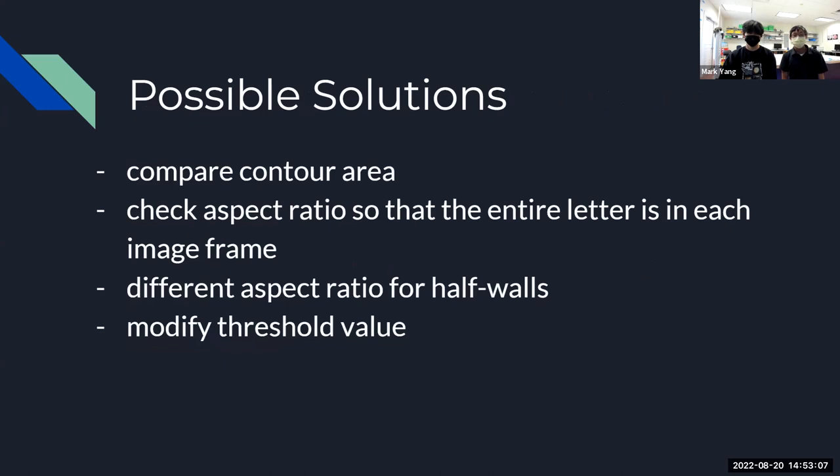So some of the solutions we came up with for these problems was comparing the contour area, and that was for the obstacle problem, checking the aspect ratio so that the entire letter would be in the frame, having a different aspect ratio to be checked for the half walls. And then last, for the shadowed wall problem, all we had to do was just change the threshold value.